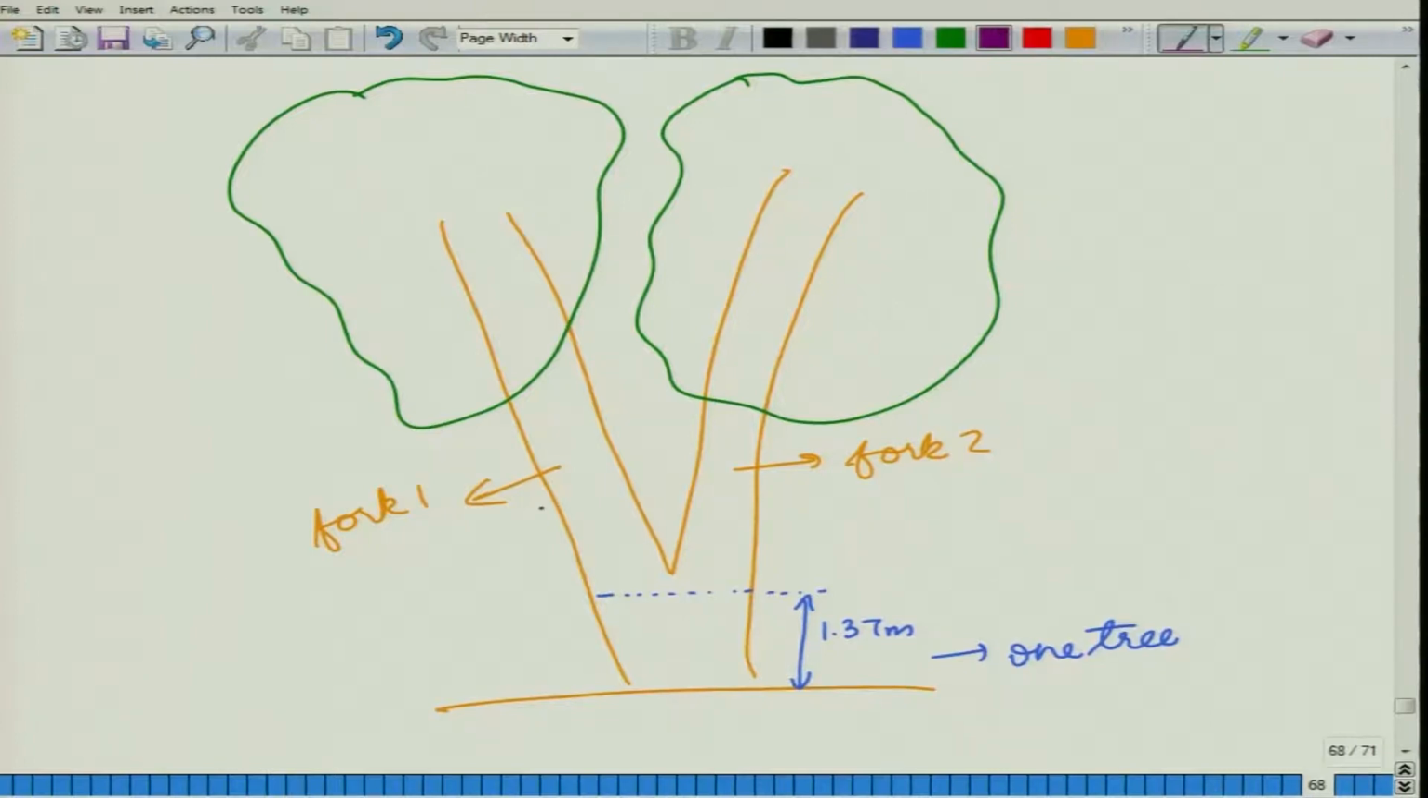But suppose your 1.37 meters came at this height. Suppose this is 1.37 meters. In this case you will consider both these trees as two different trees. So, this is your first tree, this is your second tree. You will not consider this as one tree. And now you will measure your DBH perpendicular to the tree axis. So, this would be your DBH for the first tree and this would be your DBH for the second tree. So, this is D1 and D2.